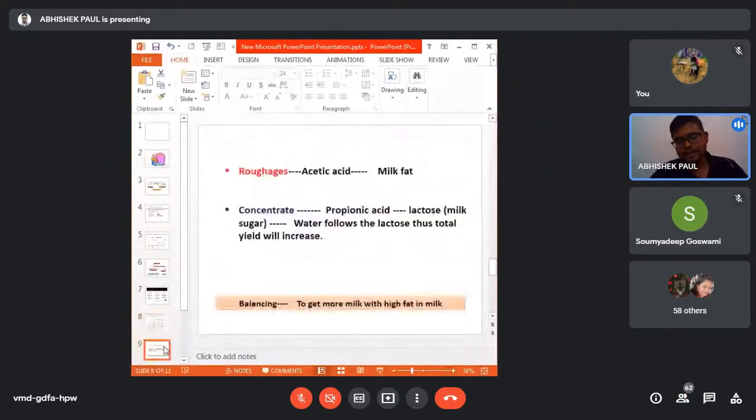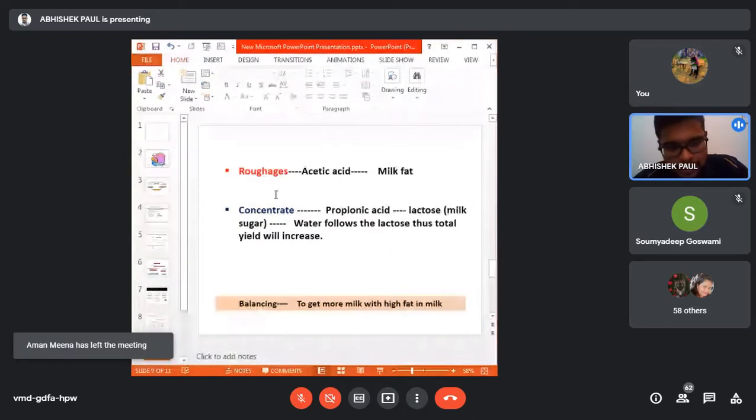So this is the final slide: why you need to balance the diet. Roughage will produce more acetic acid, as a result more fat. Concentrate gives propionic acid, then lactose, and water follows the direction of the lactose. That's how the amount of milk is increased. Why do you need to balance the diet? We need a balanced diet to get more milk, or more fat in the milk.